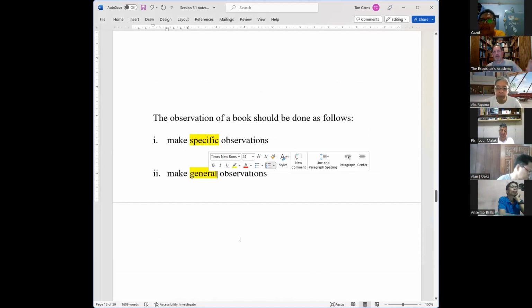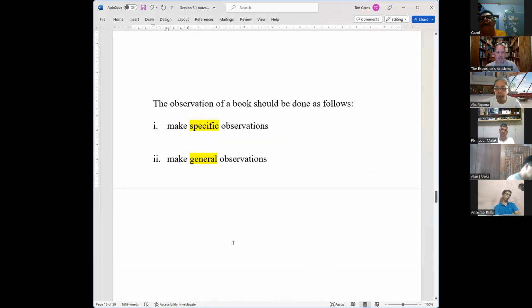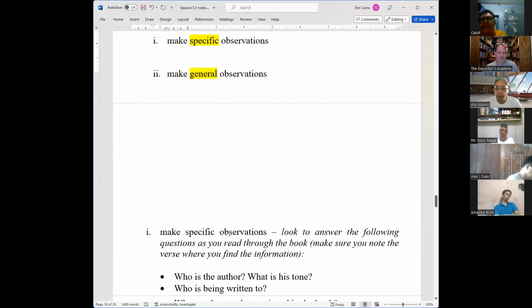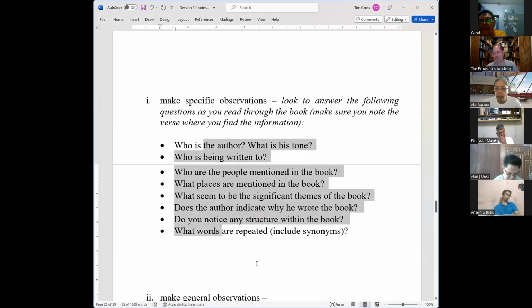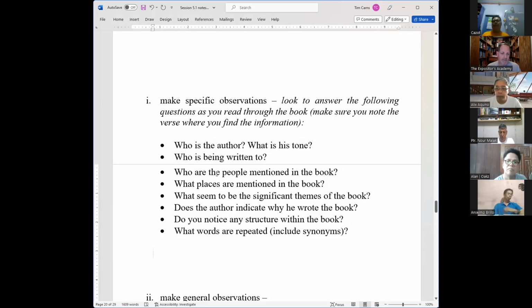So for this assignment, you're going to read through the whole letter several times, then you'll make note of that and do observations. First make the specific observations, so answer these questions. These are specific things you're looking for. You'll notice a lot of them are the same kinds of things you do for the background context. Here, you're just noticing them. In the background context, you give more details.